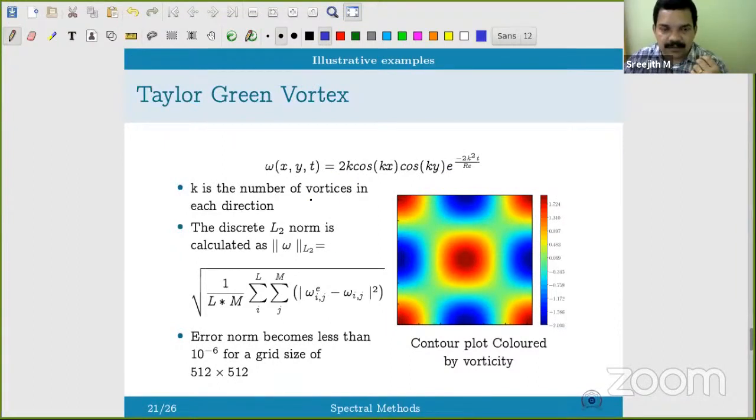If you use that initial condition, after some time you can find the corresponding L2 error, represented by this term, and you get an error of less than 10 raised to minus 6 for a grid of 512 by 512. So the accuracy is higher for this method compared to other methods.